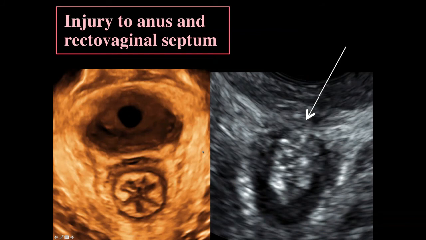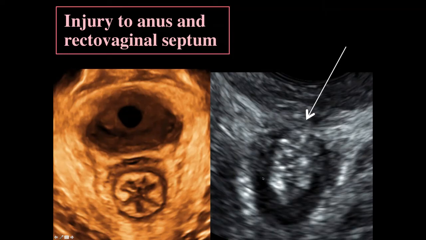Okay, now what happens when you have injuries to the anus and the rectovaginal septum? Well, here is a nice rectovaginal septum, urethra, vagina, rectum. This is the internal sphincter, which is echo-poor. The echogenic part here is the external sphincter. This is the mucosa. Very nice to have several layers here. Okay, this lady unfortunately did not.